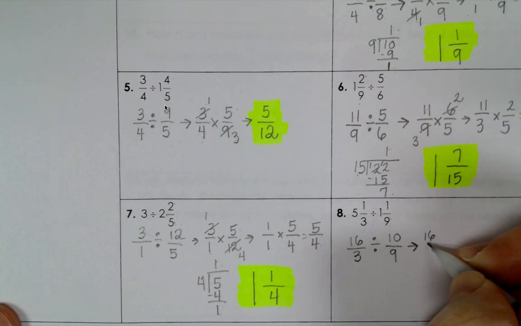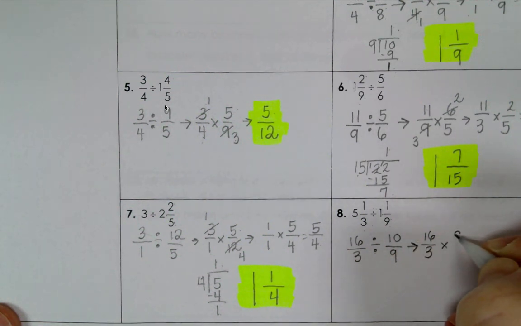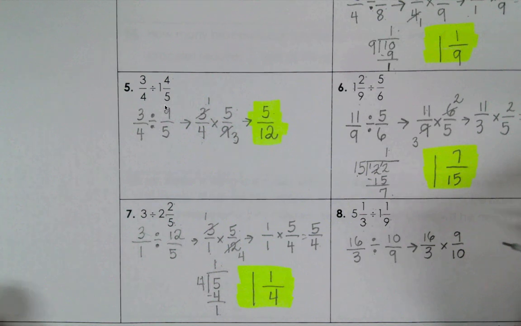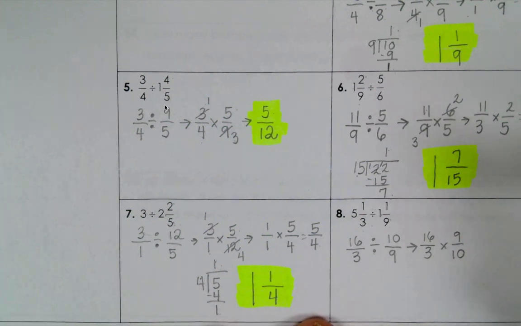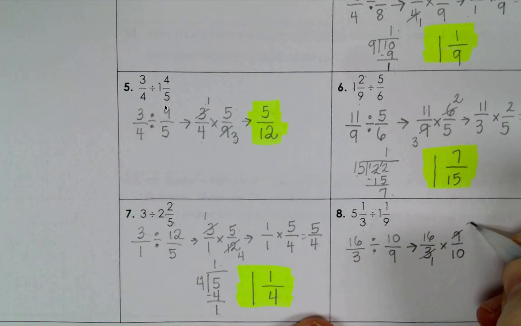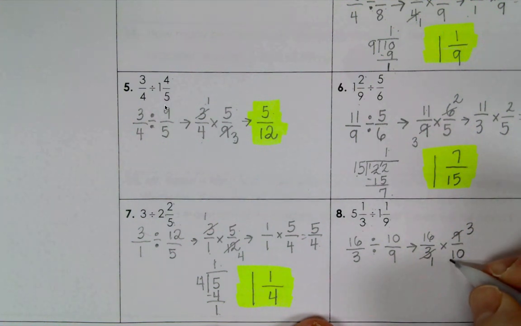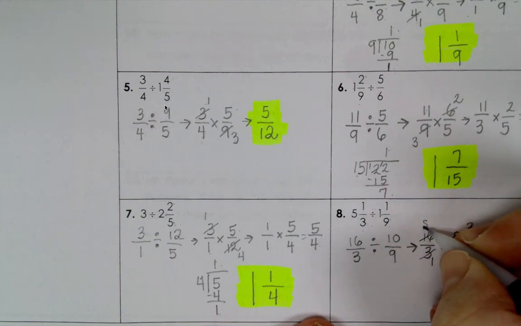Keep, change, flip. Okay, so I can cross simplify both. This is great. The greatest common factor of 3 and 9 is 3. Okay, and let's see, the greatest common factor of 16 and 10 would be 2. So 10 divided by 2 is 5. 16 divided by 2 is 8.